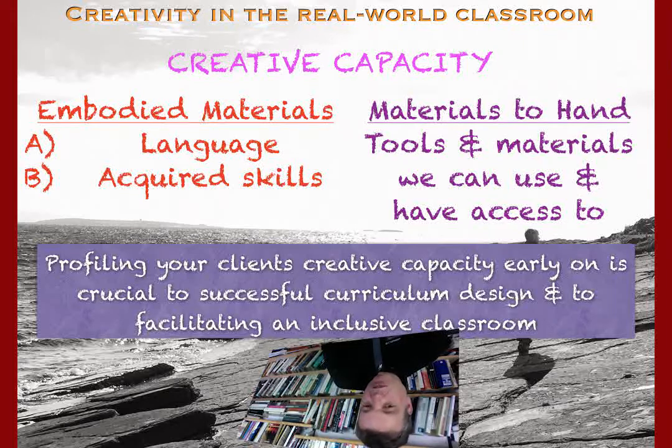I think that broadly speaking, we use two kinds of materials when we're being creative, and I want you to listen quite carefully here to this part of the lecture. The first are what I call embodied materials, the materials we carry within our bodies as capacities and skills. Embodied materials break down into at least two subtypes.